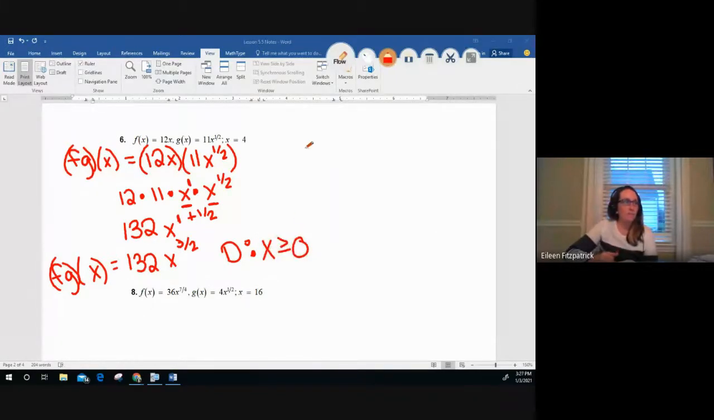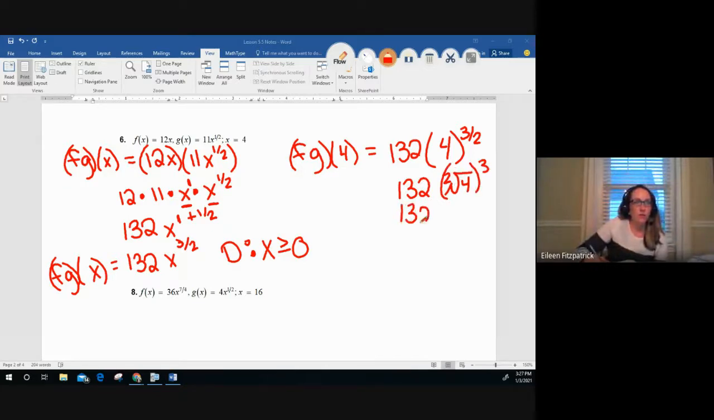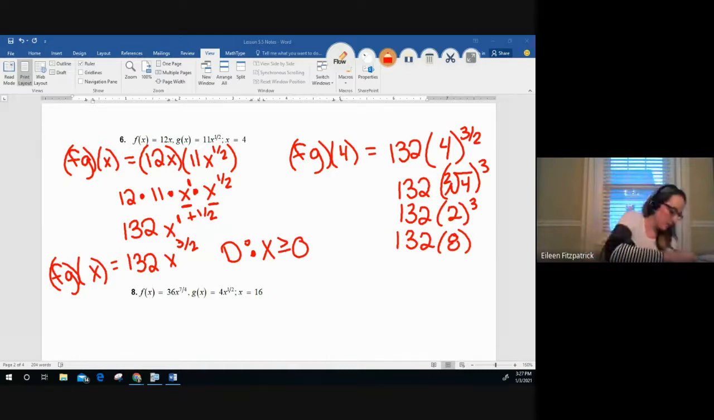Okay. The last part of this problem, f times g of 4. So you have 132 times 4 raised to the 3 over 2. So if you want to rewrite that, that's 132 times the square root of 4 and then cubed. 132, the square root of 4 is 2. And then 2 cubed is 8. And then 132 times 8 gives you 1,056.